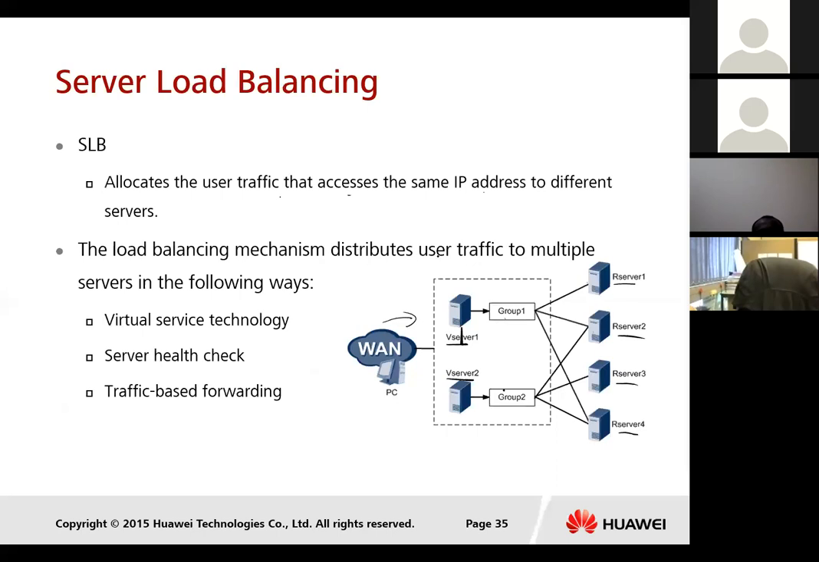The load balancing mechanism distributes user traffic to multiple servers in the following ways: based on virtual service technology, server health check, and traffic-based forwarding. Most of the time, it is based on the virtual service technology. Let's say you have multiple virtual machines serving the same service, then you can use this method to do server load balancing. Or based on the server health check, they check which server is healthy, then send the user traffic to that server. Or based on traffic-based forwarding, you can say that certain traffic goes to server number 1, certain traffic goes to server number 2, 3, or 4. It depends on how you specify this.